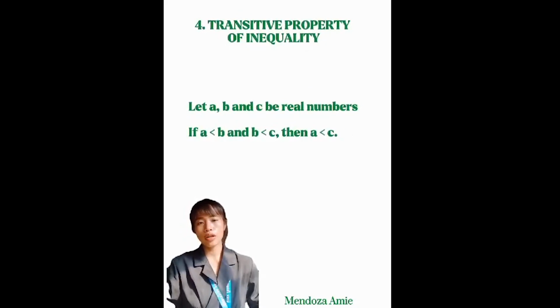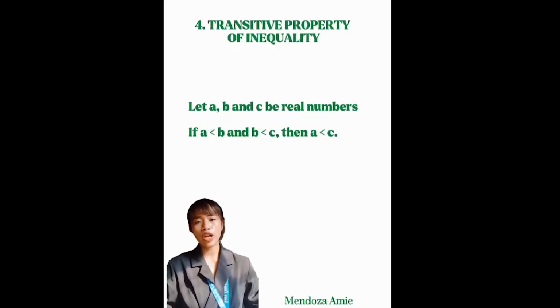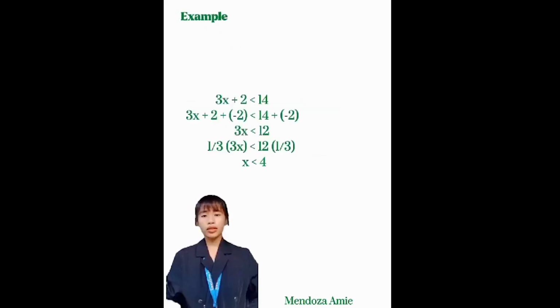Number 4, transitive property of inequality. Let a, b, and c be real numbers. If a is less than b and b is less than c, then a is less than c.